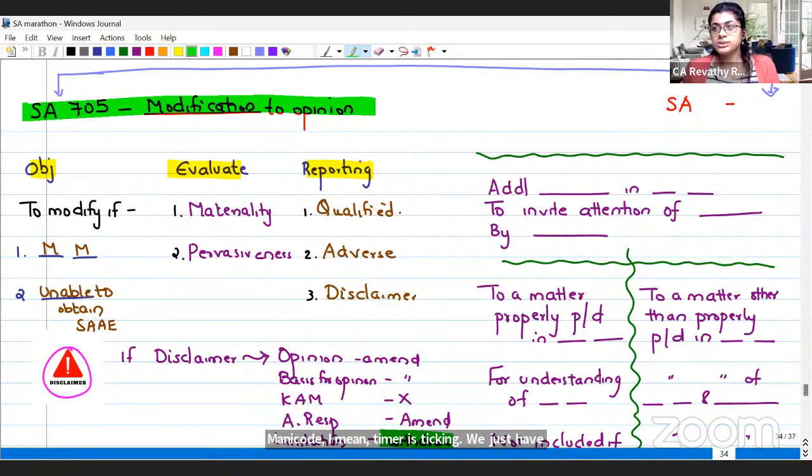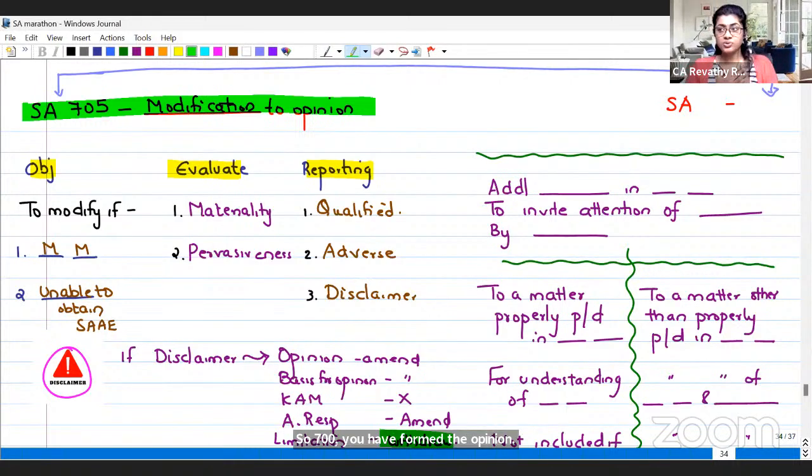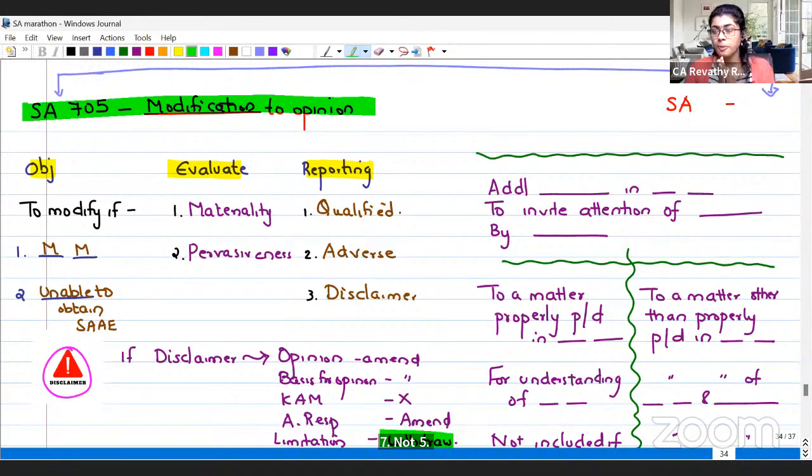Just two more SAs. So 700, you have formed the opinion, clean opinion. 701, key audit matter, something most significant to the auditor. 705, misstatement, unavailability of evidence. Now, 706, it's not significant to the auditor, not CAM. It's not a misstatement, so not modification, but still it is important to the users. Therefore, EOMP, OMP.